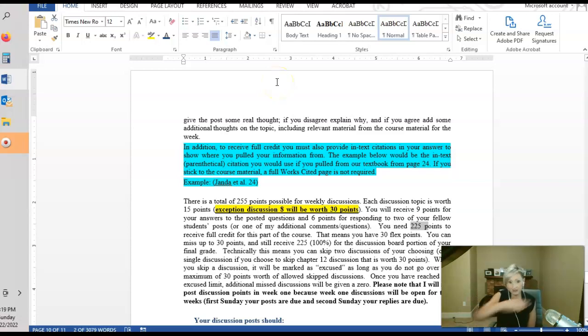Now, if you don't skip any of the discussions, you do all 255 points, I still mark 2 of them excused, so that we keep the same point total, which is 225. But those 2 that I mark excused that you did, in addition to the required ones, I move those points over to the extra credit column. So that's one way of getting extra credit in the semester.